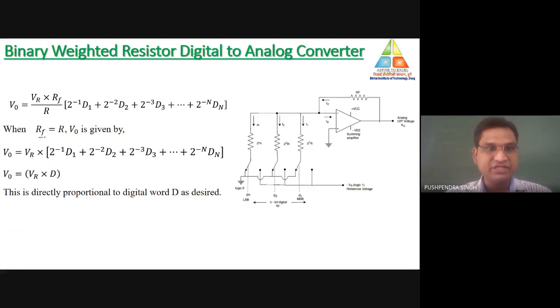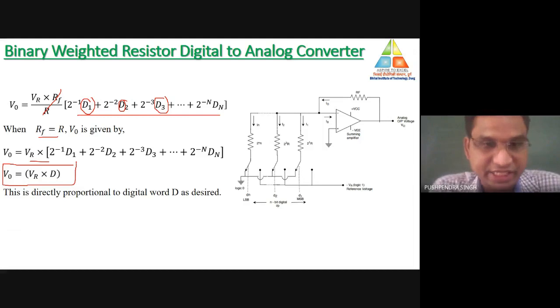If the value of RF is equal to R, both terms will cancel out. So it can be written as VR multiplied by this particular term. And what does this depend on? This will depend on the bit position only. For which particular input you will get the output depends on the digital bits only. So the value of V0 can be written as VR multiplied by D. So the output is directly proportional to the digital word, the digital input signal. So this is all about the binary weighted resistor type.